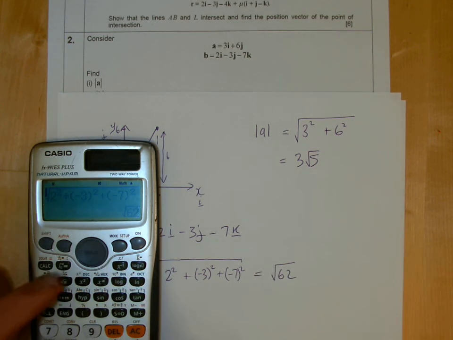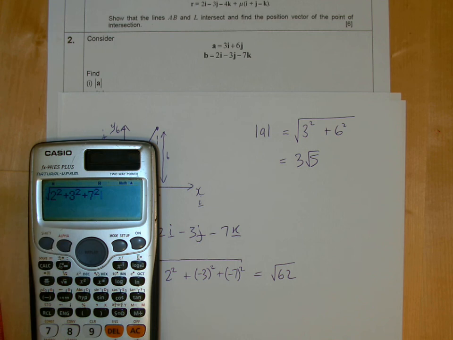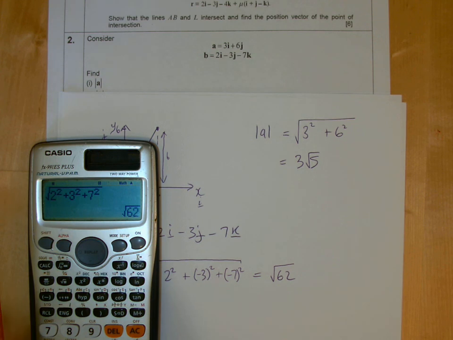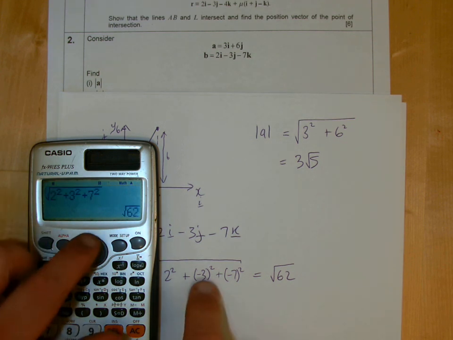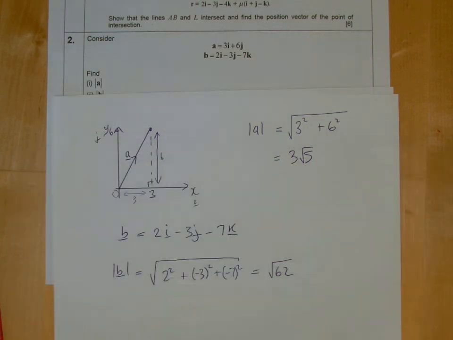Now I could have simply typed in 2 squared plus 3 squared plus 7 squared. I didn't need to put the minuses in those brackets as I did. You'd get the same answer, because of course when you square a minus, it's a positive. But if you do put the minus in, as I said, make sure you put in a bracket so that it actually squares it, positive. And there's the size of the vector.